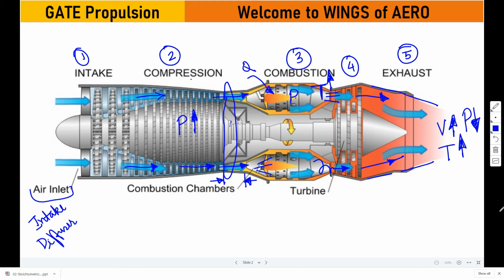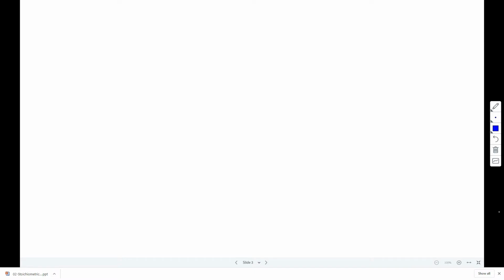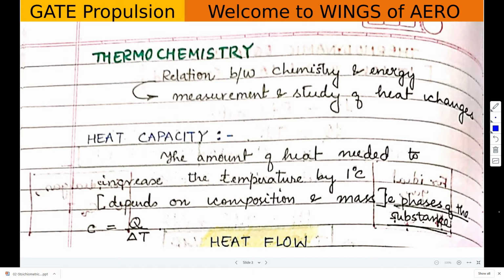Heat is added, and the turbine is what makes it work or rotate the compressor blades. So always, the turbine has positive work done and the compressor has negative work done. Alright, now we will begin with the main topic of this thermochemistry and how the heat flows.